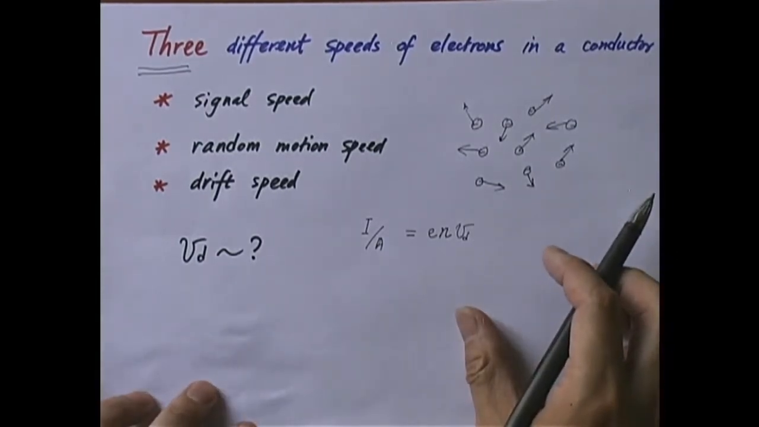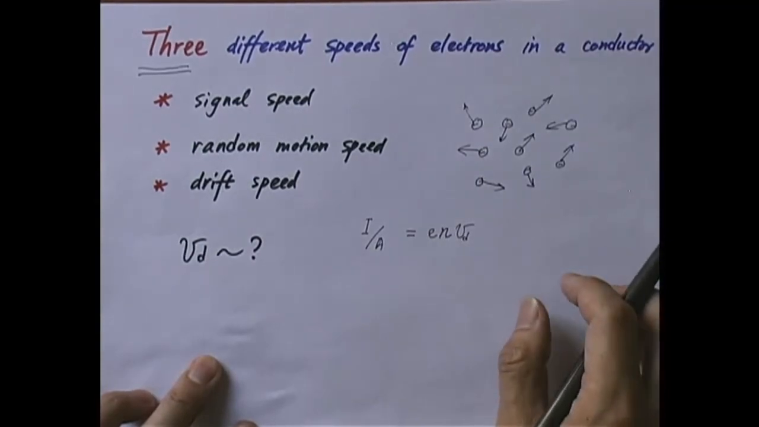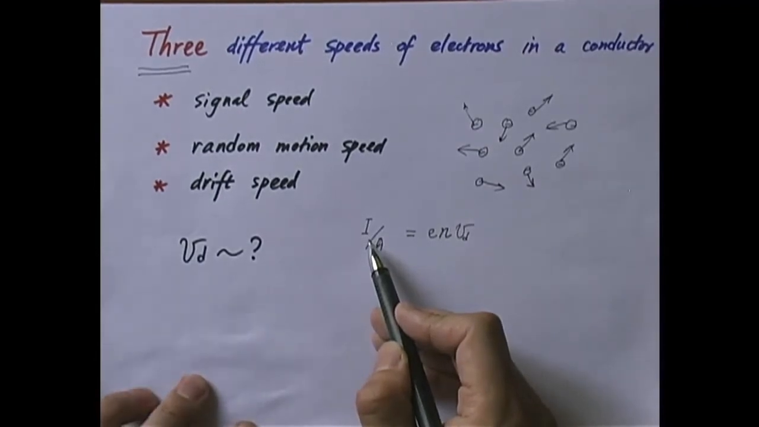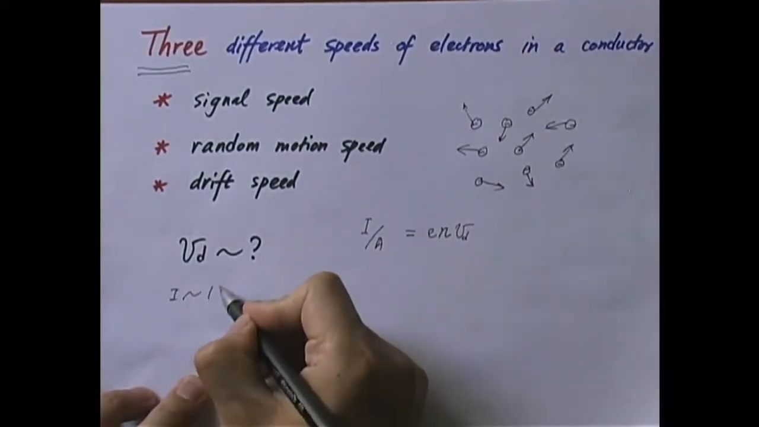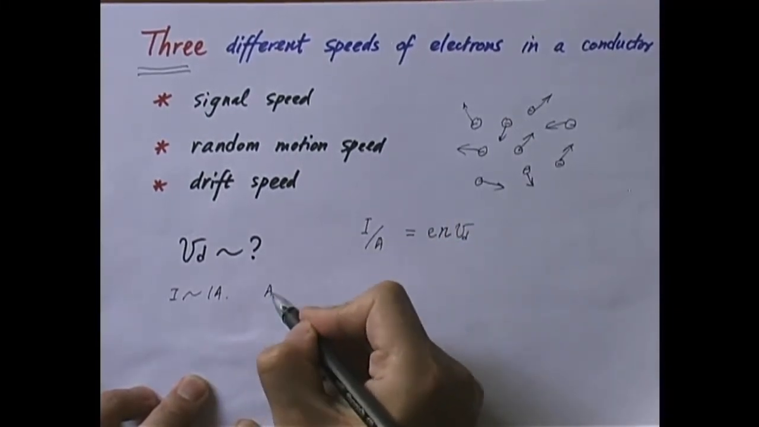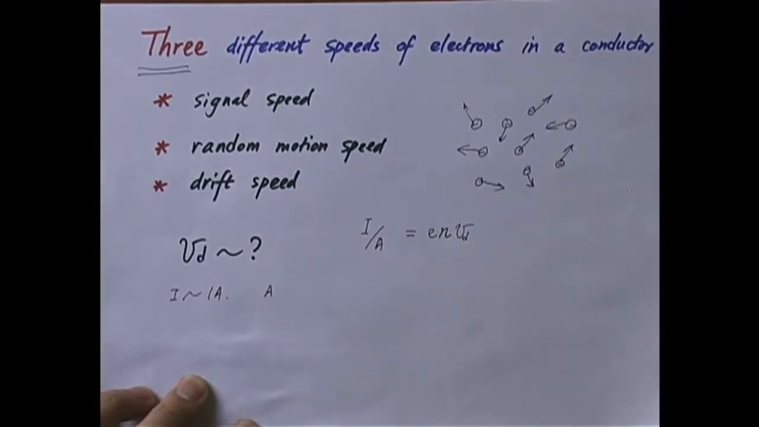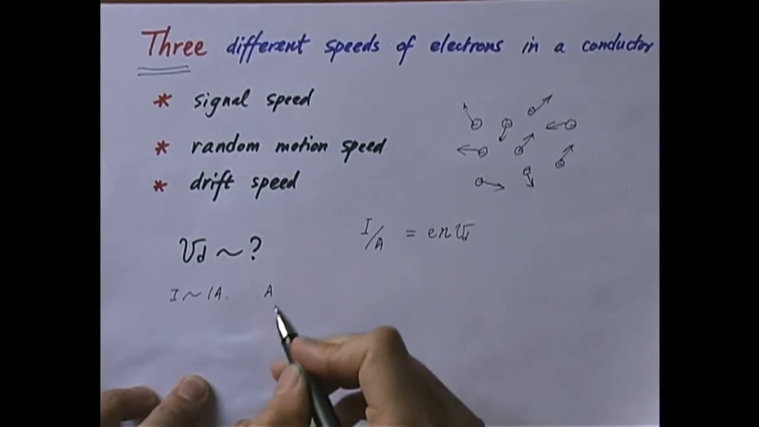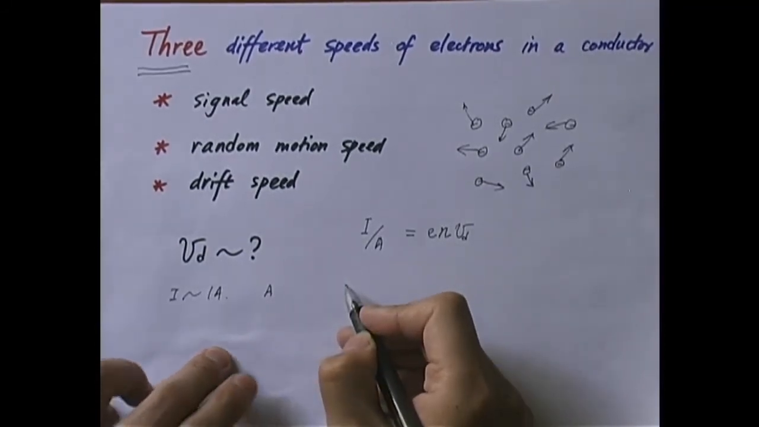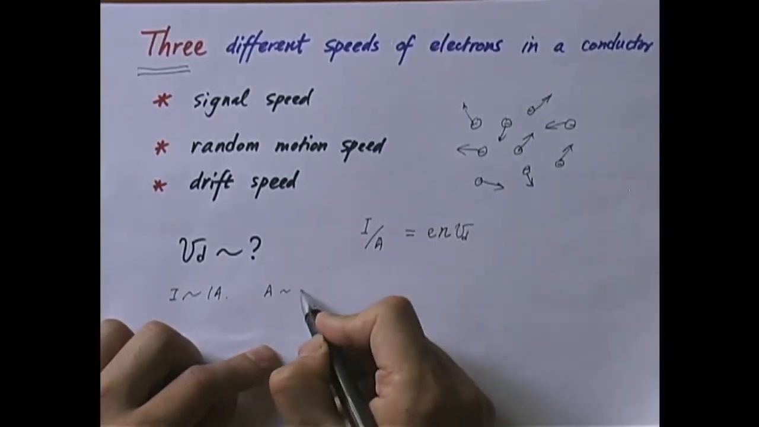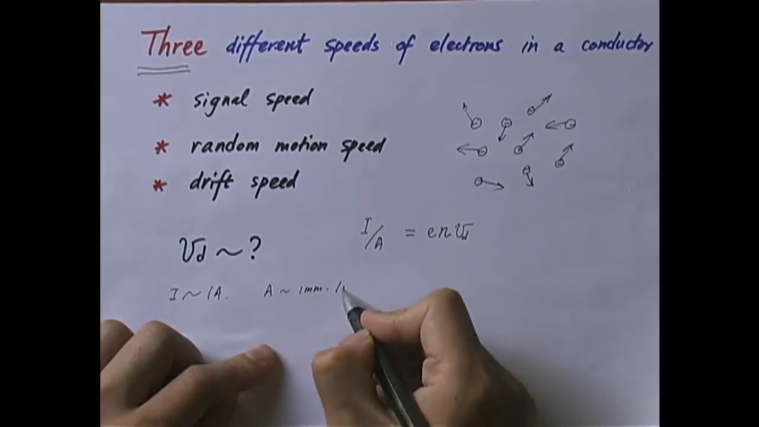Let's look at a numerical example, a typical value. Let's say we have a current of 1 amp. That doesn't sound like much, right? So I is about 1 amp. And the area A: let's look at a typical wire, and let's say this wire has a cross-sectional area of 1 millimeter by 1 millimeter. Does that sound like a reasonable value? Yeah, it's pretty reasonable. Of course, you could say it's pi r squared or whatever, but we're just estimating. So let's just say 1 millimeter times 1 millimeter.